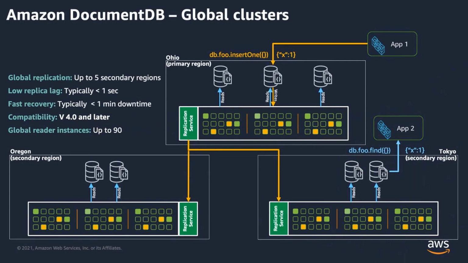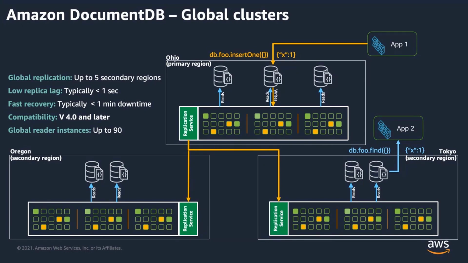Amazon DocumentDB global clusters allows you to replicate data to up to 5 secondary AWS regions. Replication is offloaded to the storage layer, just like how you saw in a single region cluster. Even in a multi-region cluster or within the global clusters, replication is offloaded to the storage layer. And this replication is a physical replication from the storage layer in the primary cluster to the storage layer of the secondary clusters. And hence the replica lag is low. It's typically less than a second.